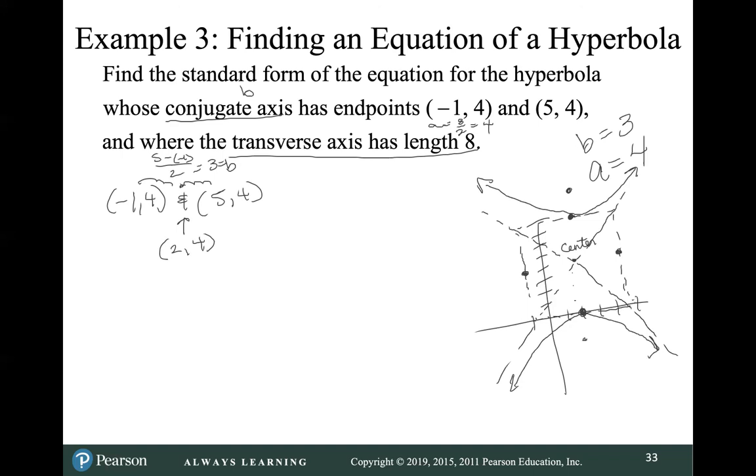Okay, so by drawing the picture, I'm able to see that this is an up and down opening hyperbola. So that means that my y is going to go first. So I have y squared over something minus x squared over something equals 1. In my y direction, my distance here was 4 squared. In my x direction, my distance was 3 squared. So I have y squared over 16 minus x squared over 9 equals 1.